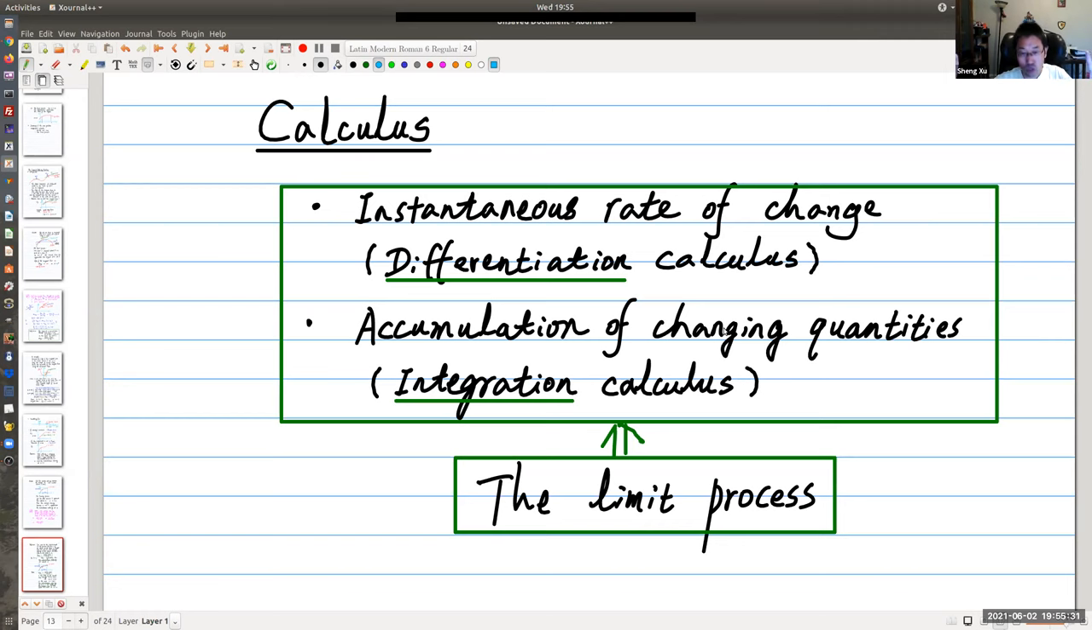So in both situations, the fundamental process is the limit process. And later on, at the end of this course, you will see that differential calculus and integral calculus are related by the fundamental theorem of calculus. Right now they look like different stories: one is about accumulation, one is about the instantaneous moment. But as you will see, the fundamental theorem of calculus connects differentiation and integration.